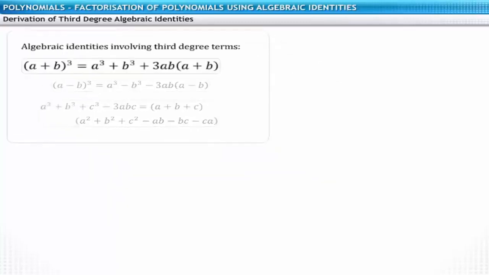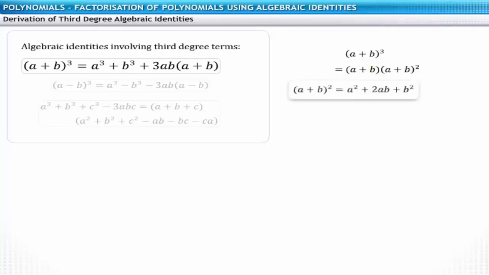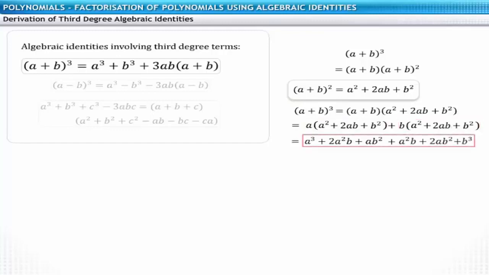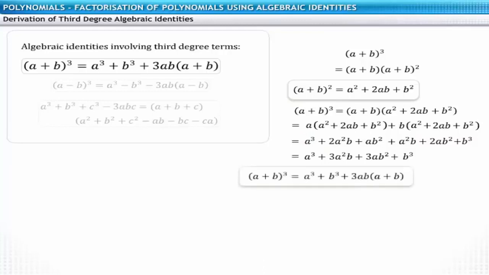Let's derive the first identity. We'll consider the left-hand side of this identity. This can be expressed as shown. Now, we'll expand the second term of the expression by using this identity. Let's simplify the obtained expression. This is the first identity. This identity can also be expressed as the sum of two cubes.